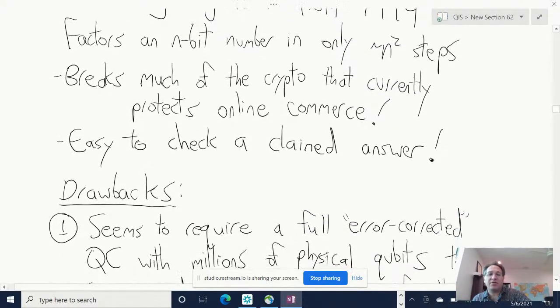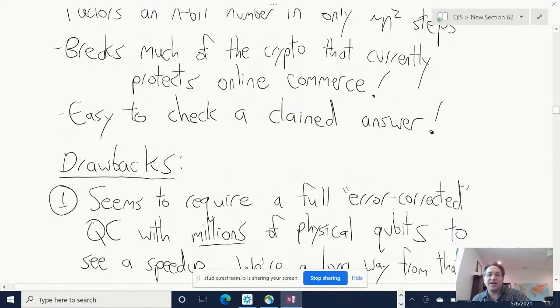But there are also a couple of drawbacks. The main practical drawback is that we are nowhere close to building the kind of quantum computer that would be able to run Shor's algorithm and get an advantage from it.